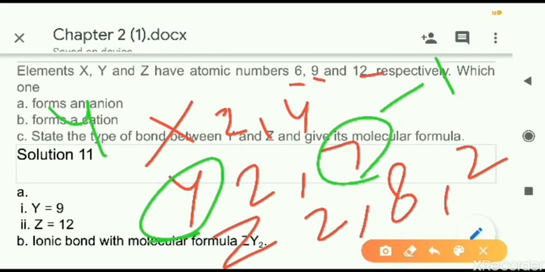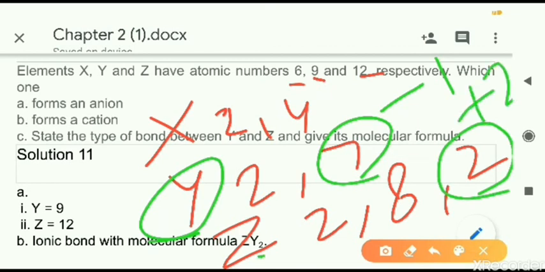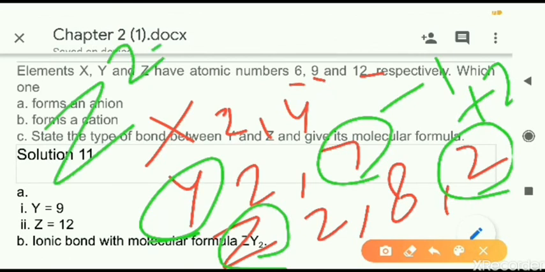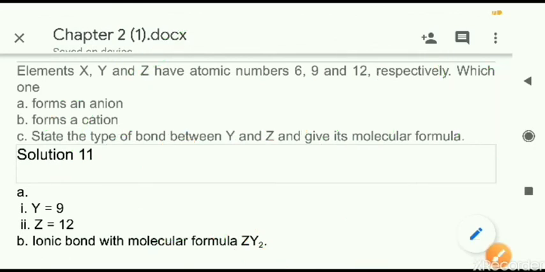Next one, which one forms a cation. In the case of Z, 2 electrons are in the outermost shell and it can lose these 2 electrons with positive 2 charge. It will form the Z2 plus cation. So what kind of bonding will develop between a cation and an anion? It will be an ionic bond.